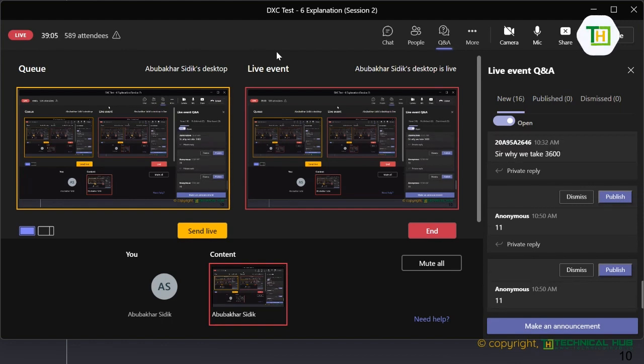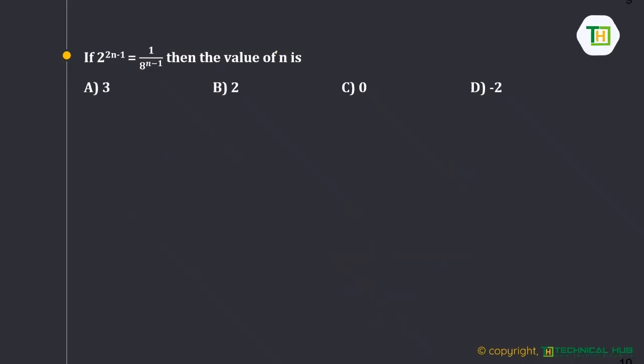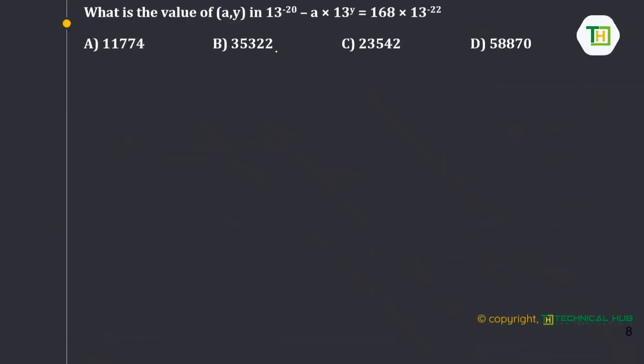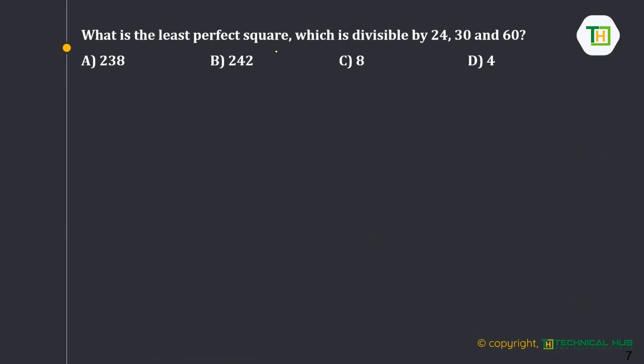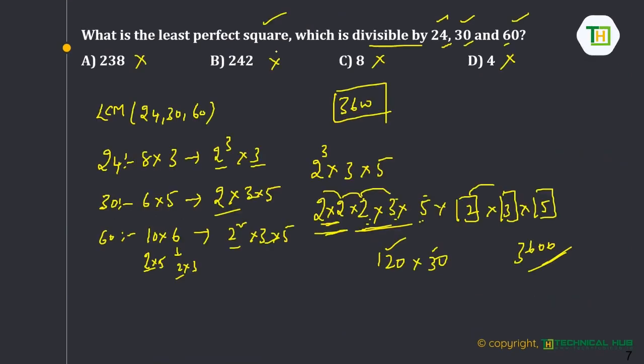Why we take 3600? So that is a perfect square. What is a perfect square? That is exactly divisible by 24, and what values are given? 24, 30 and 60. Actually, these options are not related to this. They're asking what is the least perfect square which is exactly divisible by 24, 30 and 60.